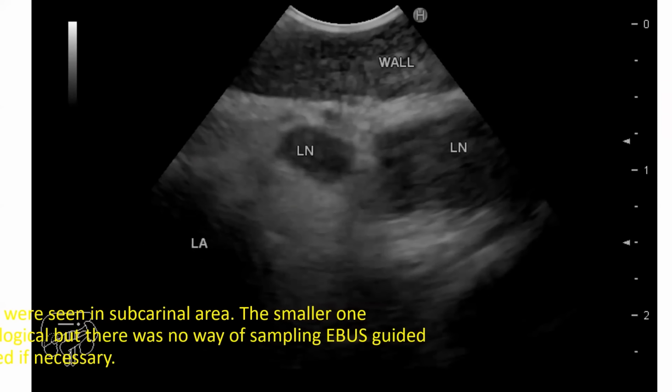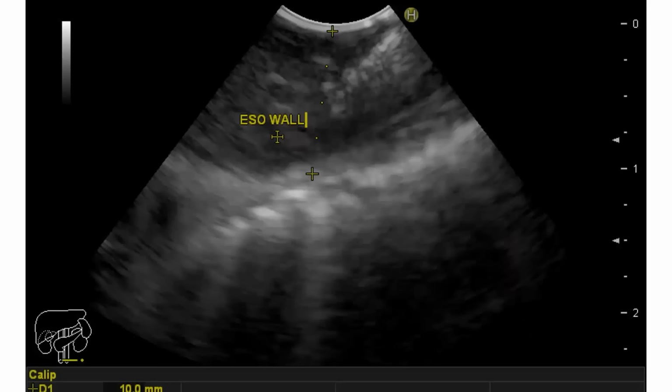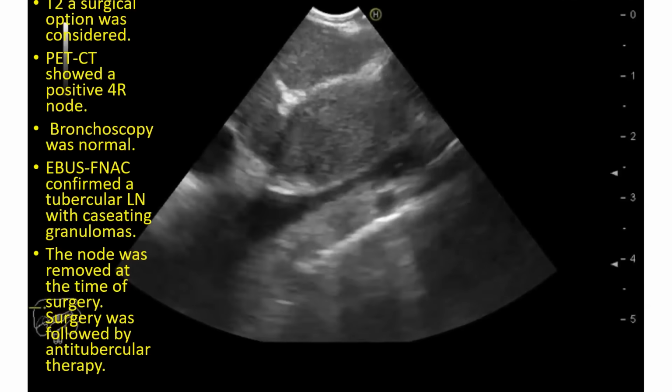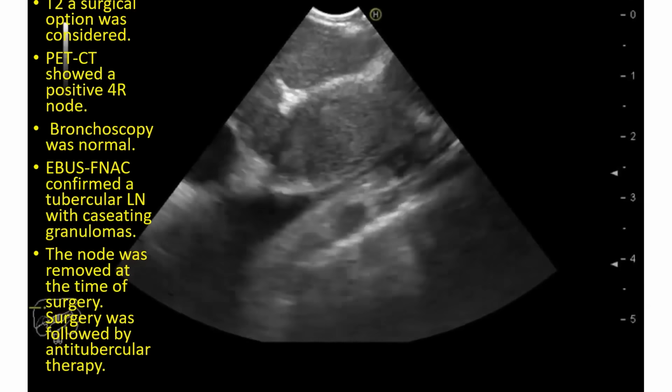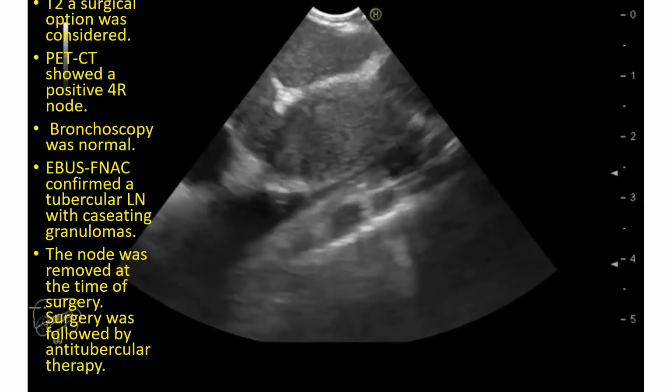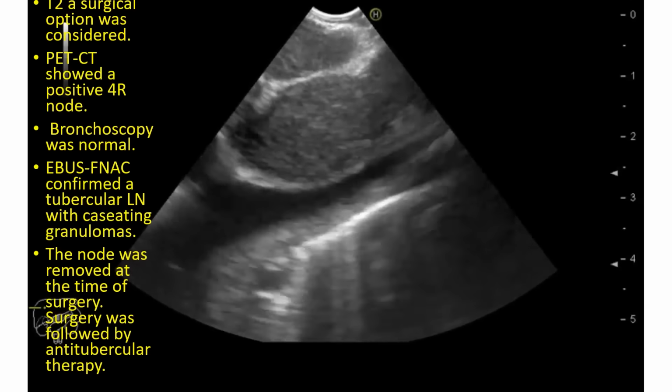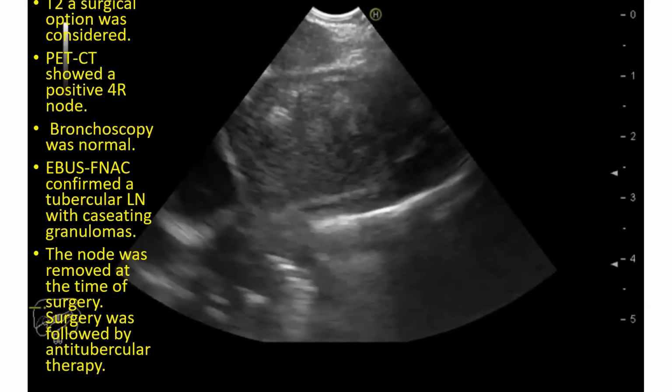And if the surgeon or the radiotherapist wanted to question whether this patient with a lymph node is going to be offered chemoradiation, we are ready to answer it by going into the trachea and taking the FNAC. So this is an example of a lymph node in the esophageal wall, and this is a wall lesion that is seen. This T2 was a surgical case. PET CT showed a positive 4R node, bronchoscopy was normal, and EBUS FNA confirmed that this was a tubercular lymph node with caseating granuloma, and the node was removed at the time of surgery. Surgery was followed by ATT. The node was removed because this was a surgical option, because this large lymph node was troubling.